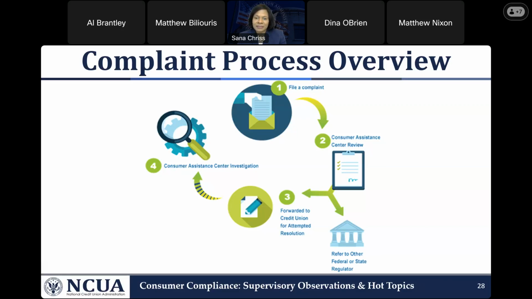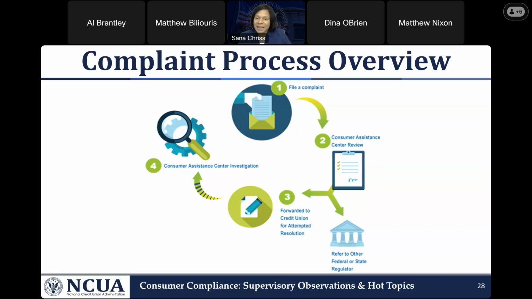After that 10 business day timeline, the consumer's complaint, along with any associated documents submitted by the consumer, is sent to the credit union. At that point, the credit union has 60 days to undergo a process that we deem here as phase 1, where they can attempt to resolve the consumer's complaint.